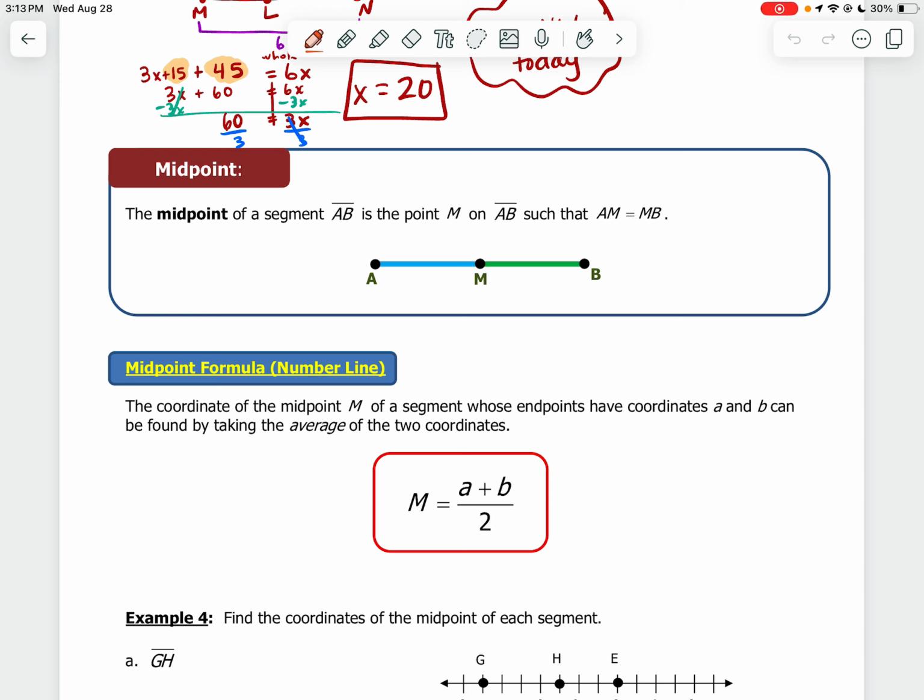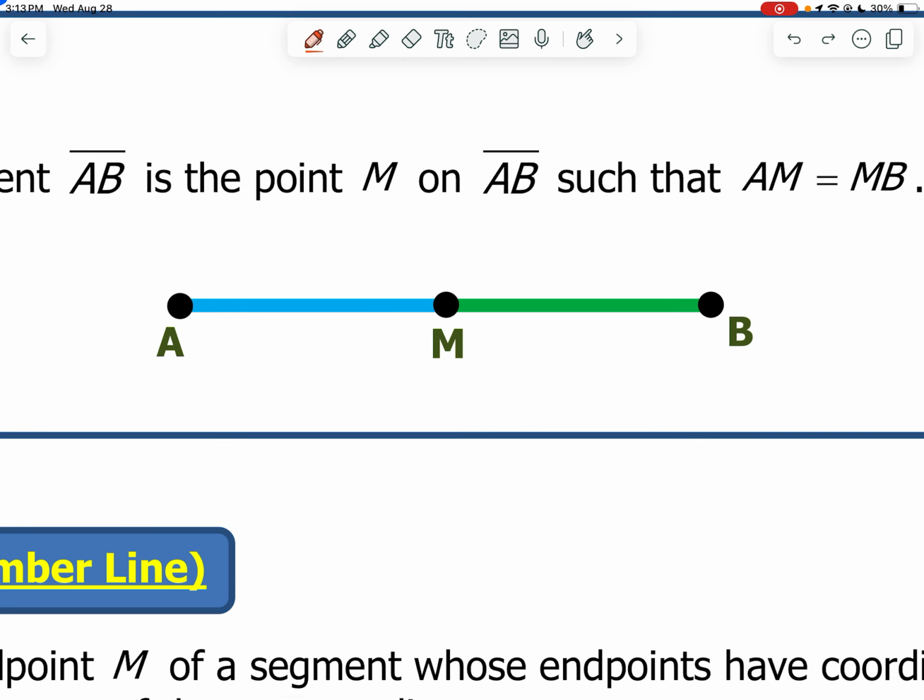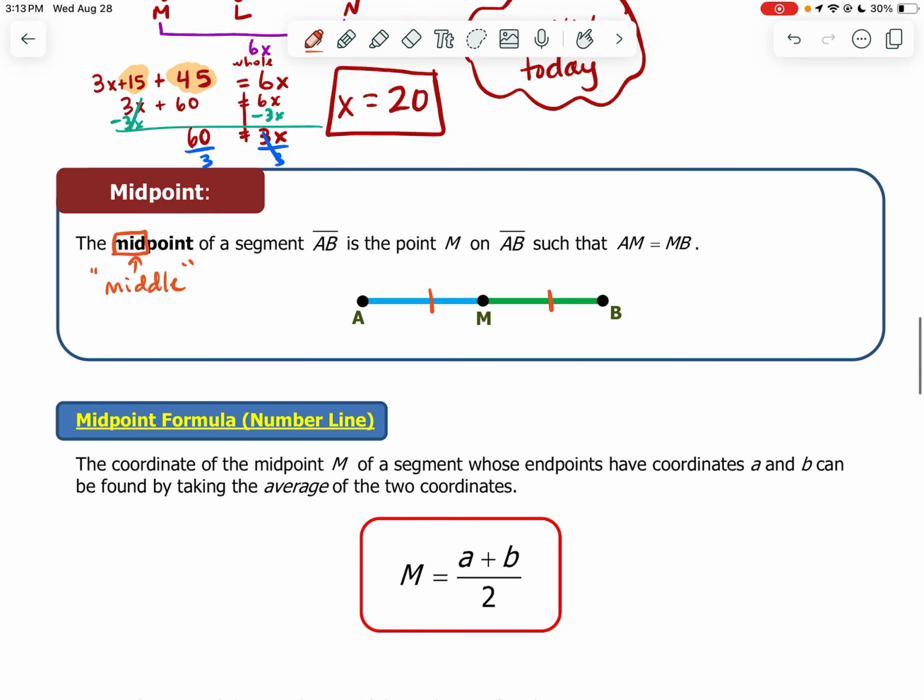So what is a midpoint? Well, the word mid is in there, and that is just what it sounds like. That means middle. So a midpoint is a middle point. Okay, so the midpoint of a segment AB is the point M on AB such that AM equals MB. Okay, so there's a couple ways that we show that. So on a picture, if you ever see lines like this, those are called tick marks. Those show that these two parts right here are equal to each other. Okay, so those tick marks we're going to show a lot.